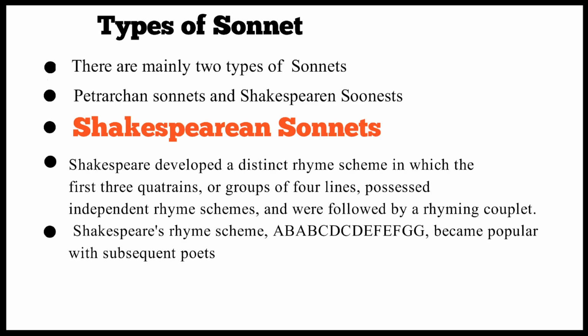And now we will move towards Shakespearean sonnets. If we talk about the structure of the Shakespearean sonnet, it is totally different from the Petrarchan sonnet. Basically, the Shakespearean sonnet is divided into three sections called quatrains, where every quatrain consists of 4 lines, and last we have a couplet which consists of 2 lines. This is the structure of Shakespearean sonnets.